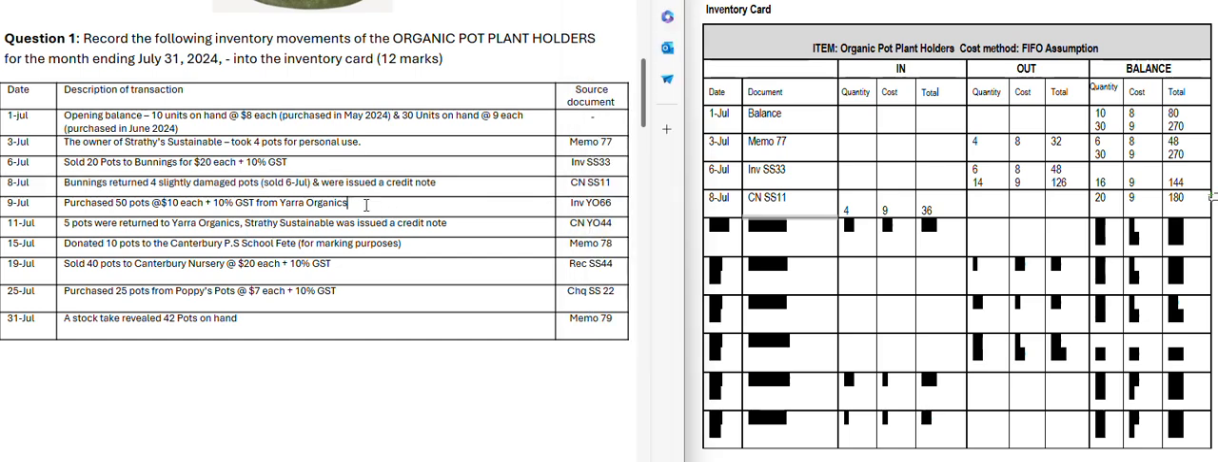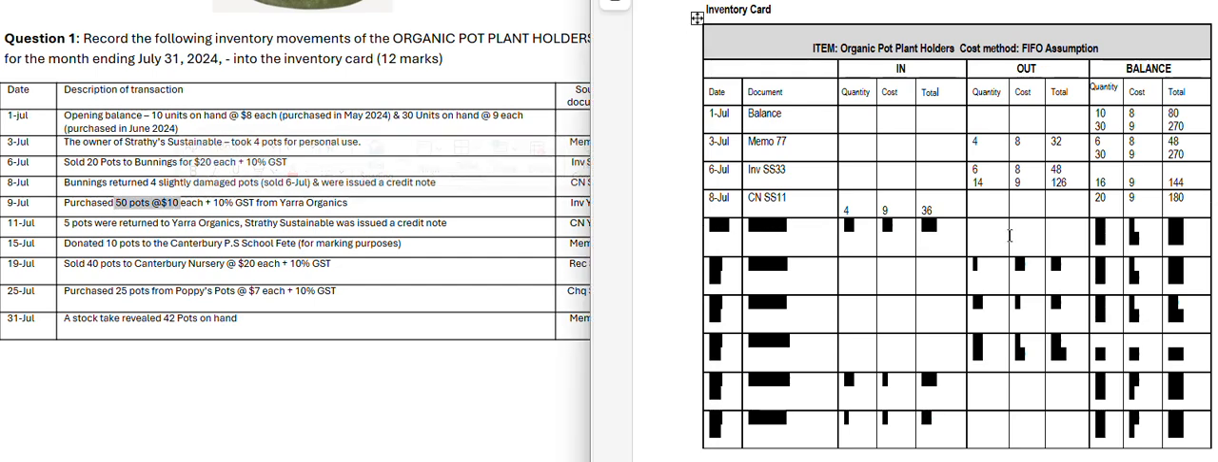All right, we're nearly halfway through. On the 9th, we've purchased some new pots at $10 each. So what we're going to have to do is separate our two piles metaphorically. We've got that old pile of 20 units at $9 each sitting there. We're going to have to list them first, and then we're going to top up our balance with these 50 new items at $10 each. So let's have a look at what that looks like in our inventory card.